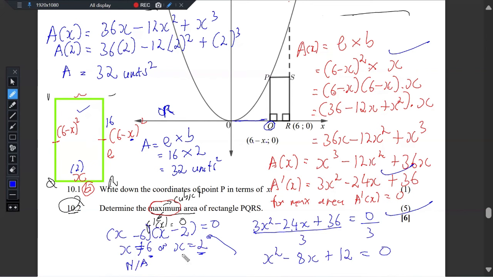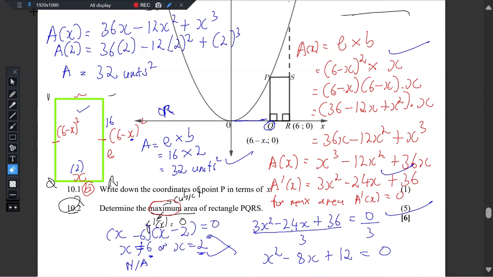So if you canceled out this one and then you actually chose x as 2, there's a mark for that, for having to say that 6 cannot apply as a value. And then there was a mark for the answer then. So 1, 2, 3, 4. And then there was a mark for finding 32 units. So 5 marks.